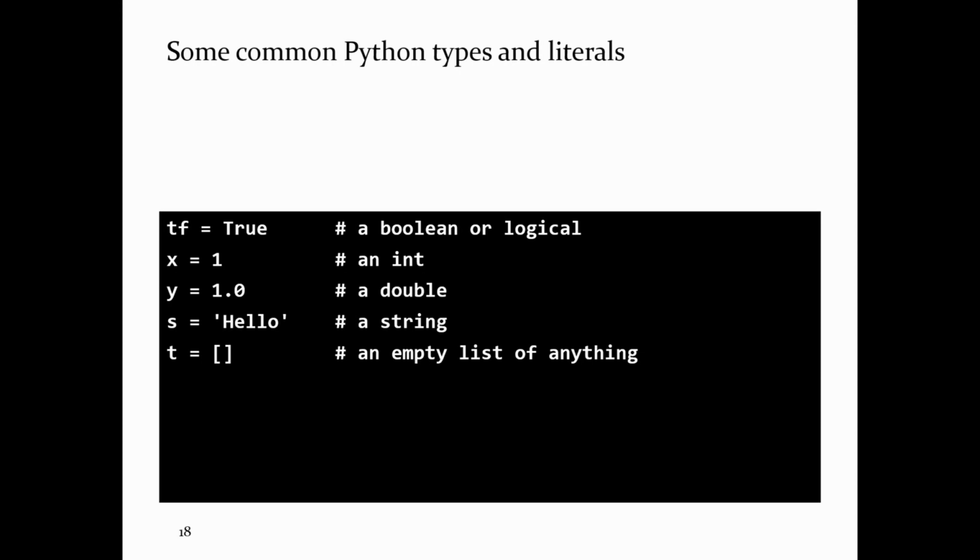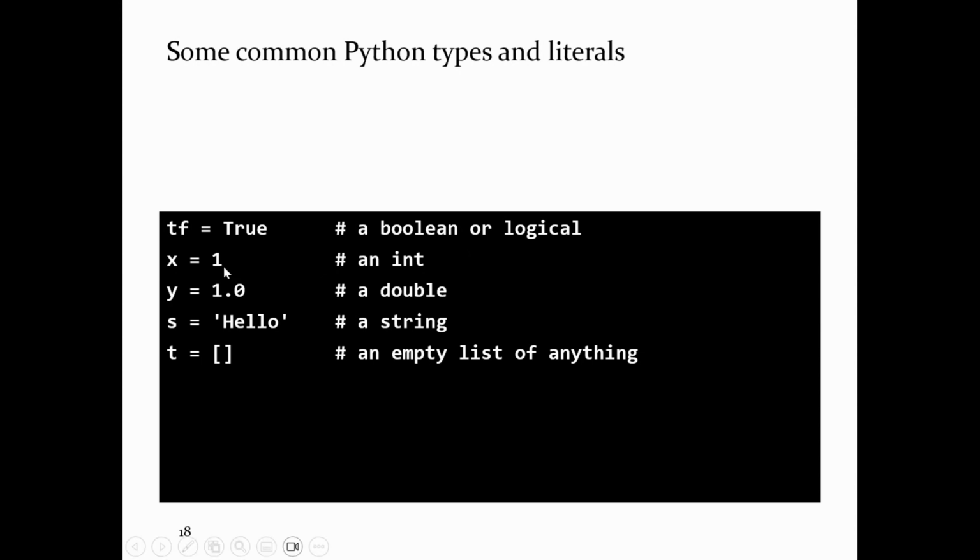All right, so we're talking about types, because that's the important part for now. So in Python, entities do have types. Your variables don't have types, but the things that the variables refer to all have types. So when you write tf gets the value capital T True, that thing, True, is a Boolean or logical value in Python.